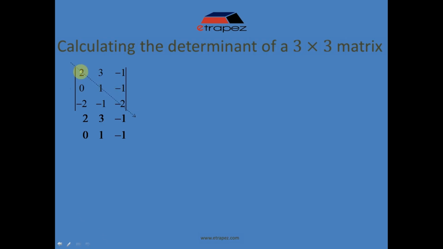First, we'll follow this diagonal line. We multiply 2 by 1, then by -2, which results in -4. And we'll write down the outcome right here. It comes out to -4.